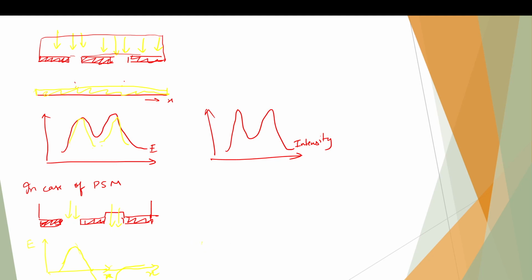So when I plot intensity now, it will look something like this. Since the field is going to 0 here, the intensity will also drop down to 0 here. So that will help us achieve a better contrast. So that is the method of phase shift mask.